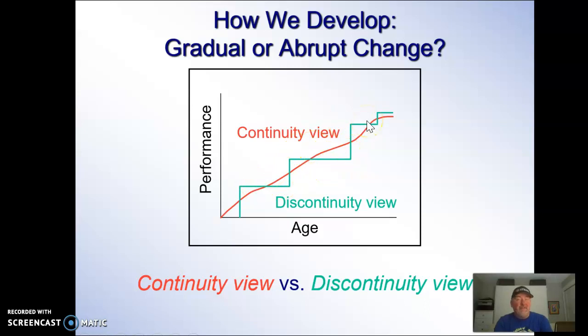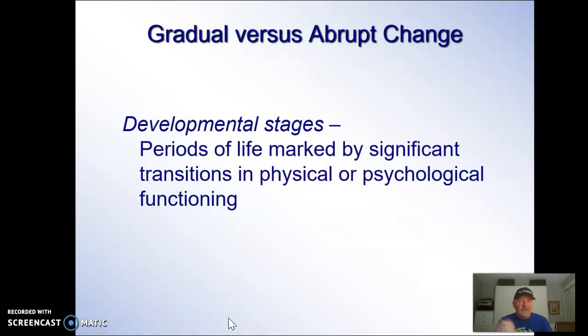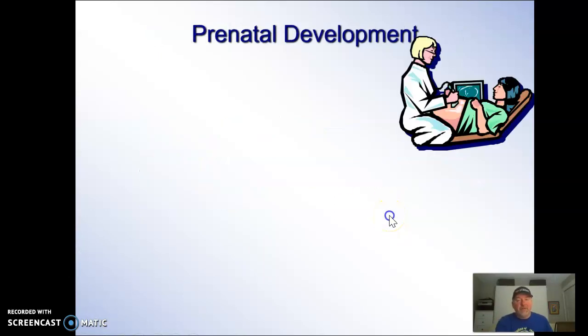We're going to talk about at least four different types of stages that we can go through, Kohlberg and so on, and we'll get to that. So I just want to say, the discontinuity view is much more the stage view. Developmental stages are those periods of life that you transition between, one and the other. We're going to talk about physical changes. We are also going to talk about psychological changes.